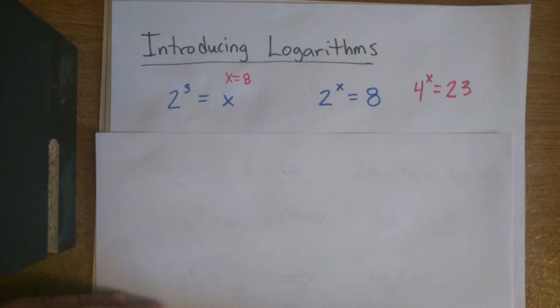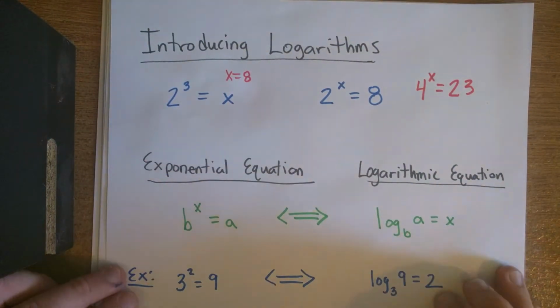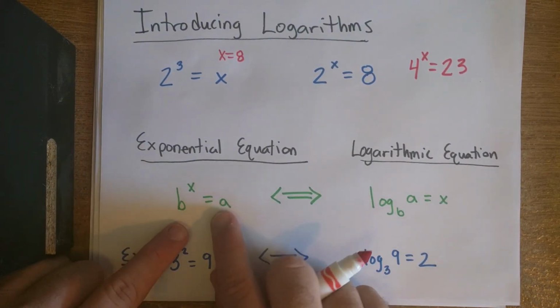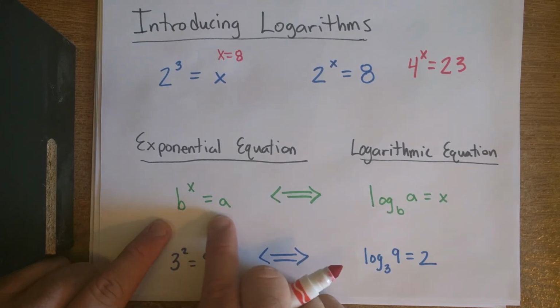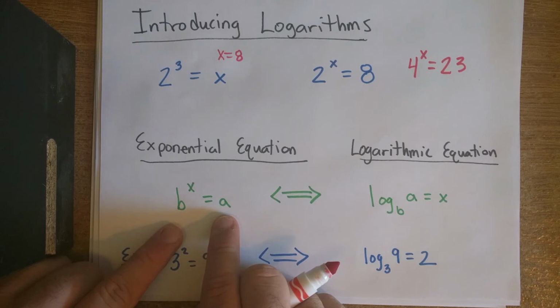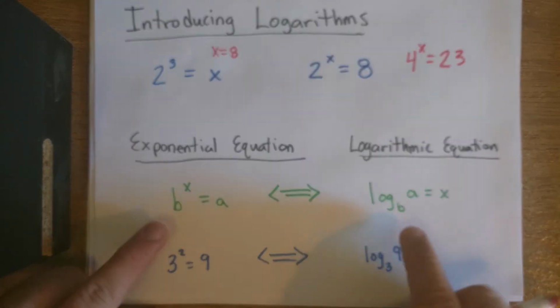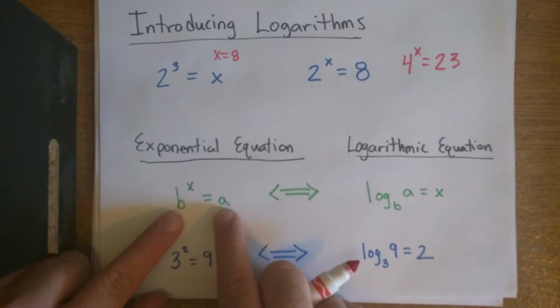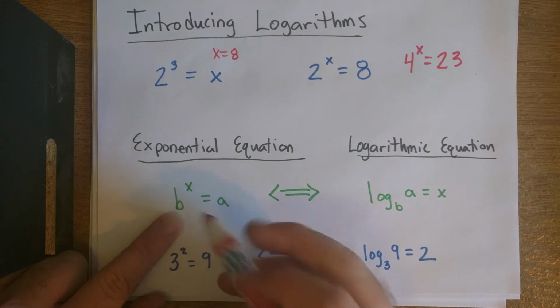Now, I'm going to show you what a logarithm actually is. You haven't seen it yet. So here we go. You have an exponential equation. We have b to the power of x equals a. We can take this equation and rewrite it like this. So what I'm saying is these two equations are the same exact thing, but they've just been rewritten in different ways. This is the exponential version of the equation because x is in the exponent.